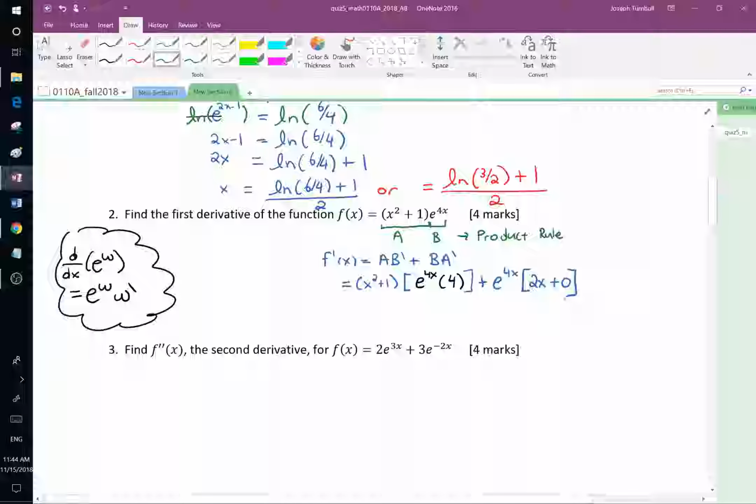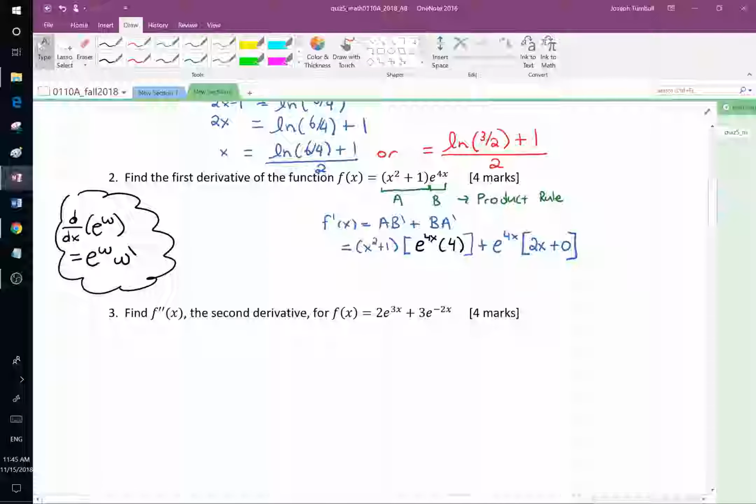Okay, and it only wants the first derivative, so we can stop there. If they wanted the second derivative, we would simplify. And it would be much to your advantage to expand, then collect like terms, and then factor. If they wanted f double prime, but they don't, so we can stop there and leave the mess.